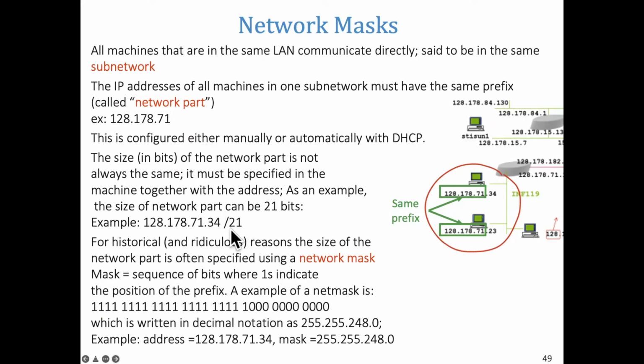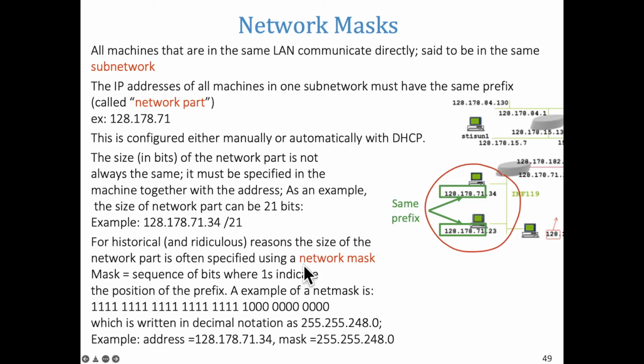For example, this is the IP address with /21, meaning that the first 21 bits of this IP address are the network prefix. Then if you have a destination, you check the first 21 bits of this destination address. If it matches yours, it means that device is in the same LAN, and you use the MAC layer to send the packet. Otherwise, you send the packet to a router.